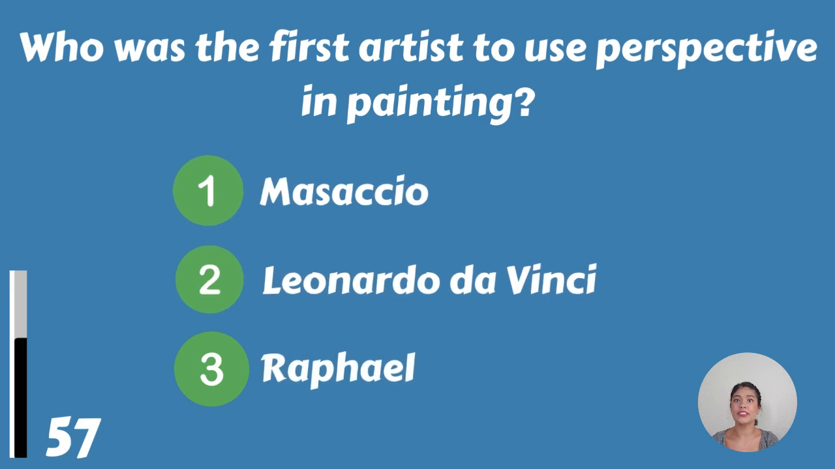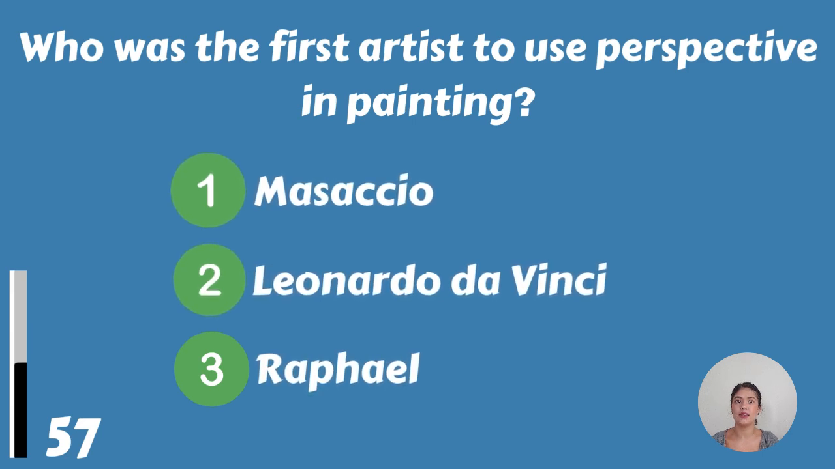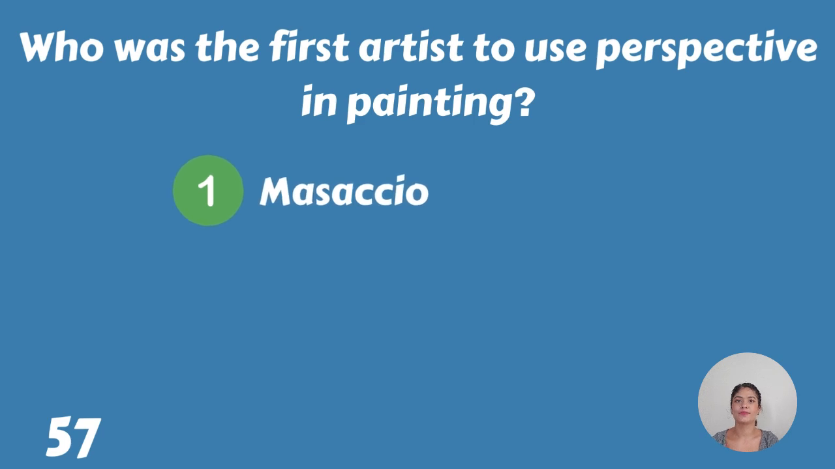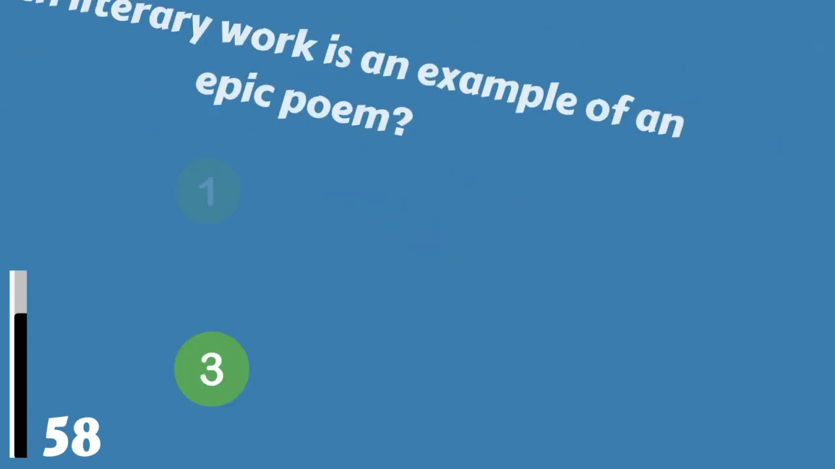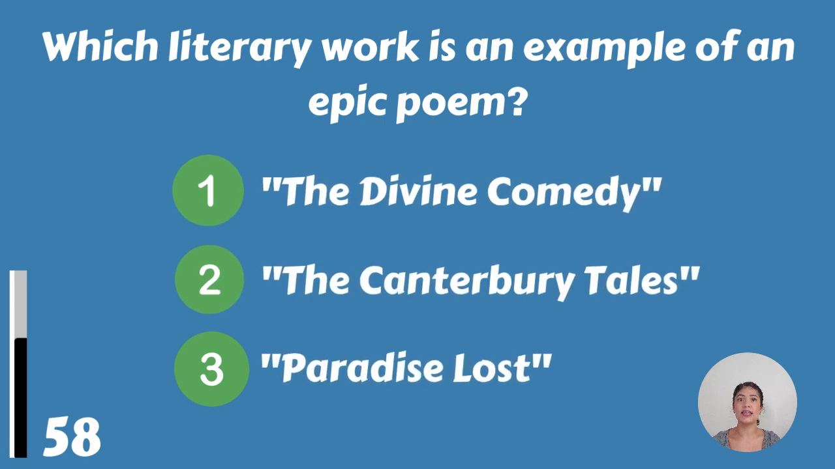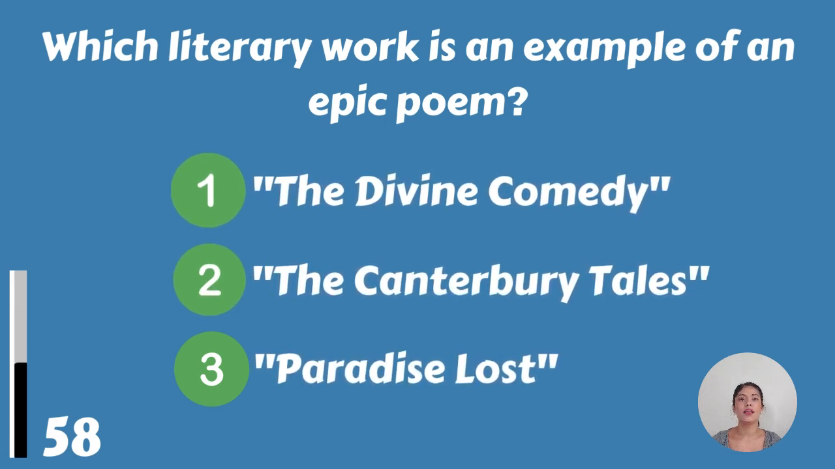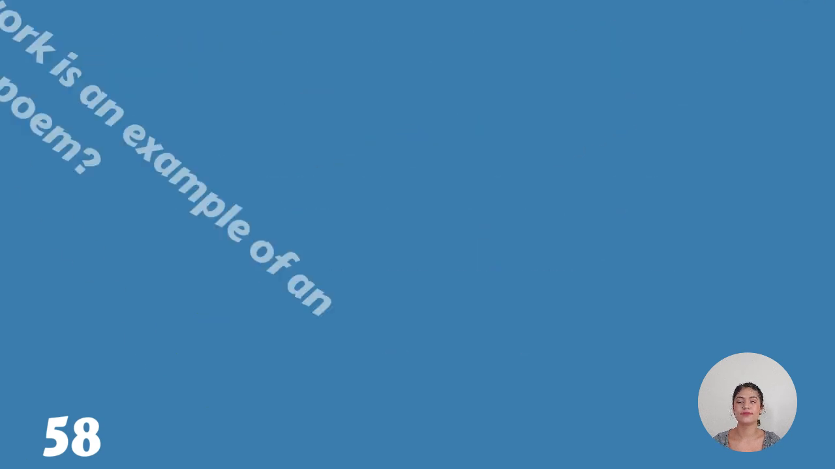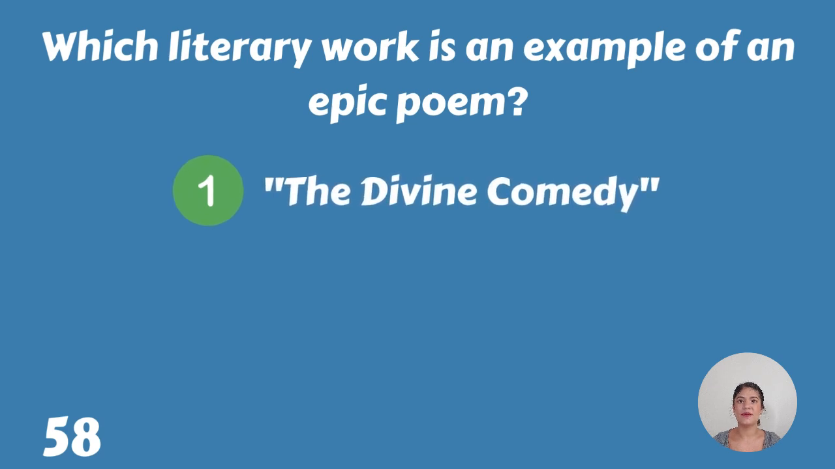Who was the first artist to use perspective in painting? Masaccio, Leonardo da Vinci, Raphael. Masaccio. Which literary work is an example of an epic poem? The Divine Comedy, The Canterbury Tales, Paradise Lost. The Divine Comedy.